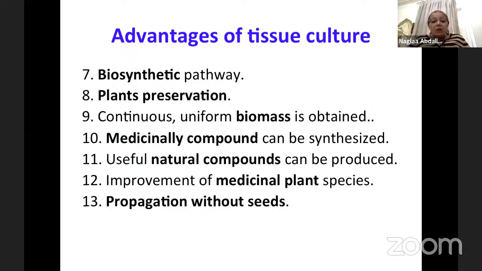Natural compounds can be produced. For medicinal plants, we can improve them and have a lot of products from the medicinal plant, and we can propagate it without seeds.